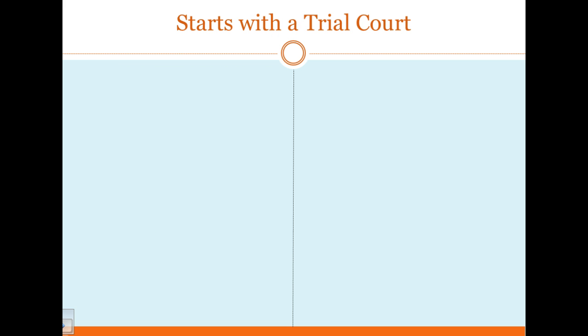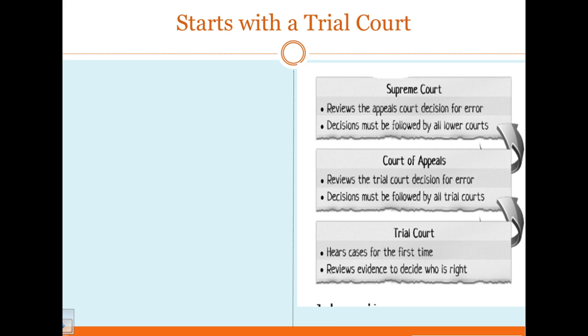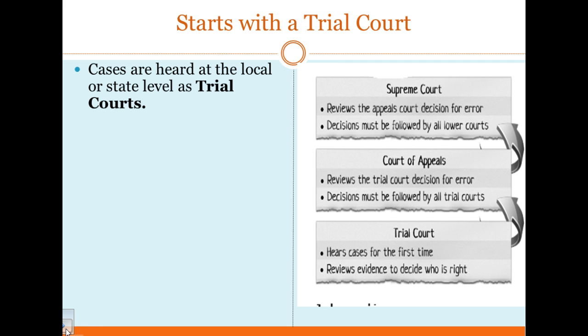Moving on. It all starts with a court trial, and I'll put this little picture up first. And if we work from the bottom up, it starts with the trial court. So this is the first time that the courts actually hear the case, and it happens at a local level or state level, and they decide who is right, if the person is guilty or not.